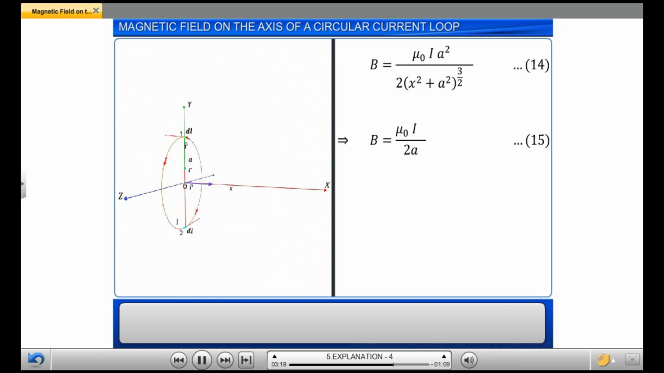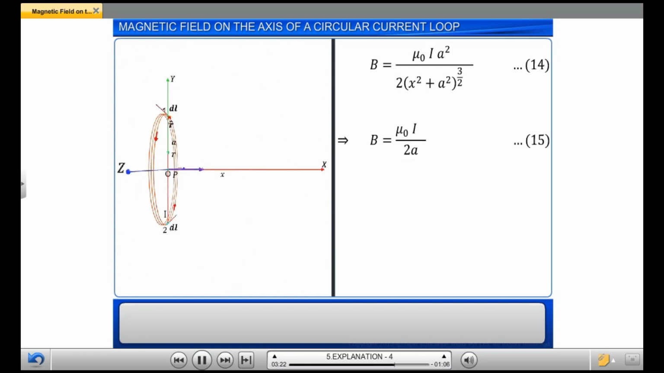If we consider a current-carrying circular coil that has n number of turns, then the magnetic field induction due to these n loops at the center is equal to n times the magnetic field induction due to a single loop, since all the magnetic inductions due to individual loops act in the same direction. That is, B is equal to mu naught N I by 2a. Let this be equation 16.